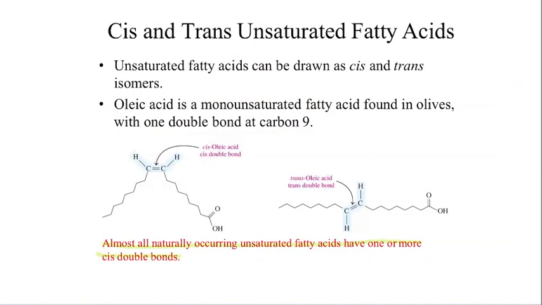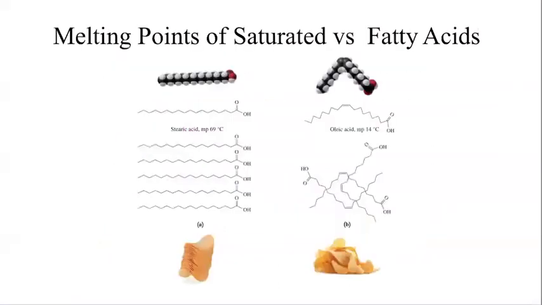Another thing that we should note in terms of the physical properties of fatty acids is the trends that we have in melting points. As you can see here, we are comparing two different fatty acids that both have 18 carbons in length. So on the left, we have stearic acid, which has 18 carbons, no double bonds. On the right, we have oleic acid, which still has 18 carbons, but there's one double bond.